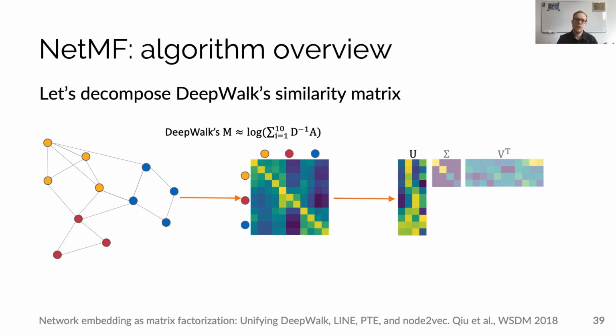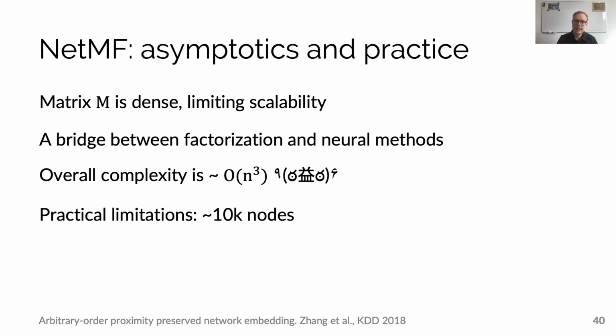So in DeepWalk's case, typically W is 10. Here I wrote a sum from 1 to 10 of powers of the transposed similarity matrix, and then we take an element-wise logarithm. So this is not a matrix logarithm, this is an element-wise logarithm of this thing. The matrix is dense, so it doesn't scale at all. The cool thing is that they showed theoretically that this is what DeepWalk does.